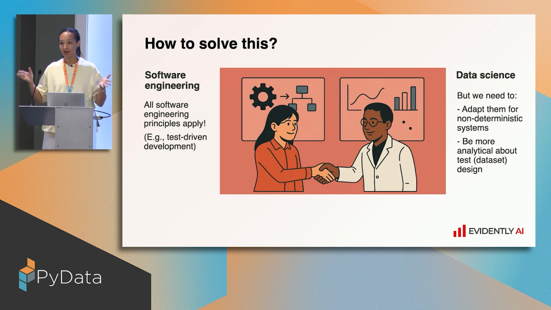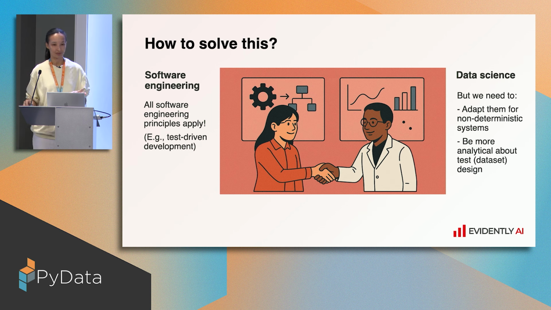And how do we solve it? Basically, there are two parts to the solution. First is software engineering, so we need to take best practices from our software engineering experience and somehow fit them into our non-deterministic systems, being more analytical.